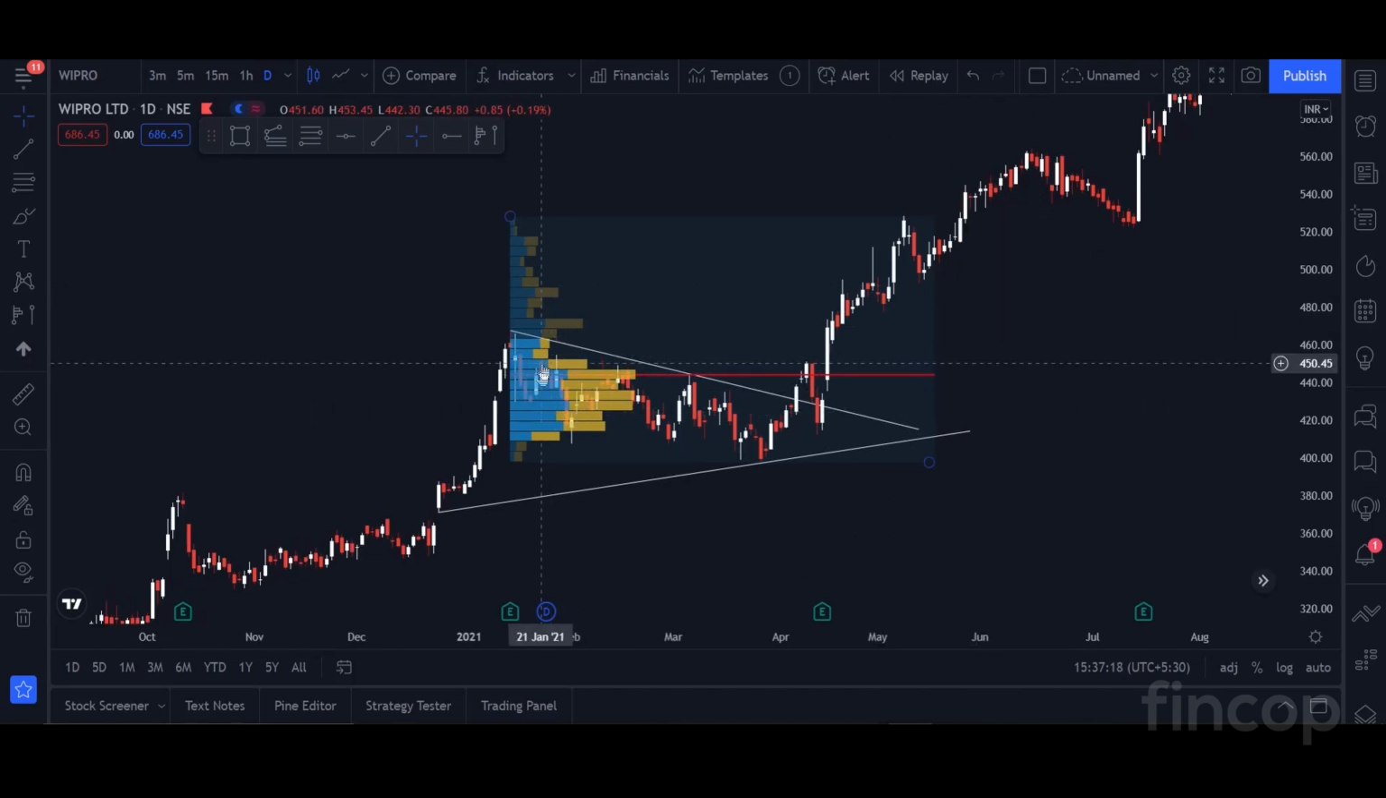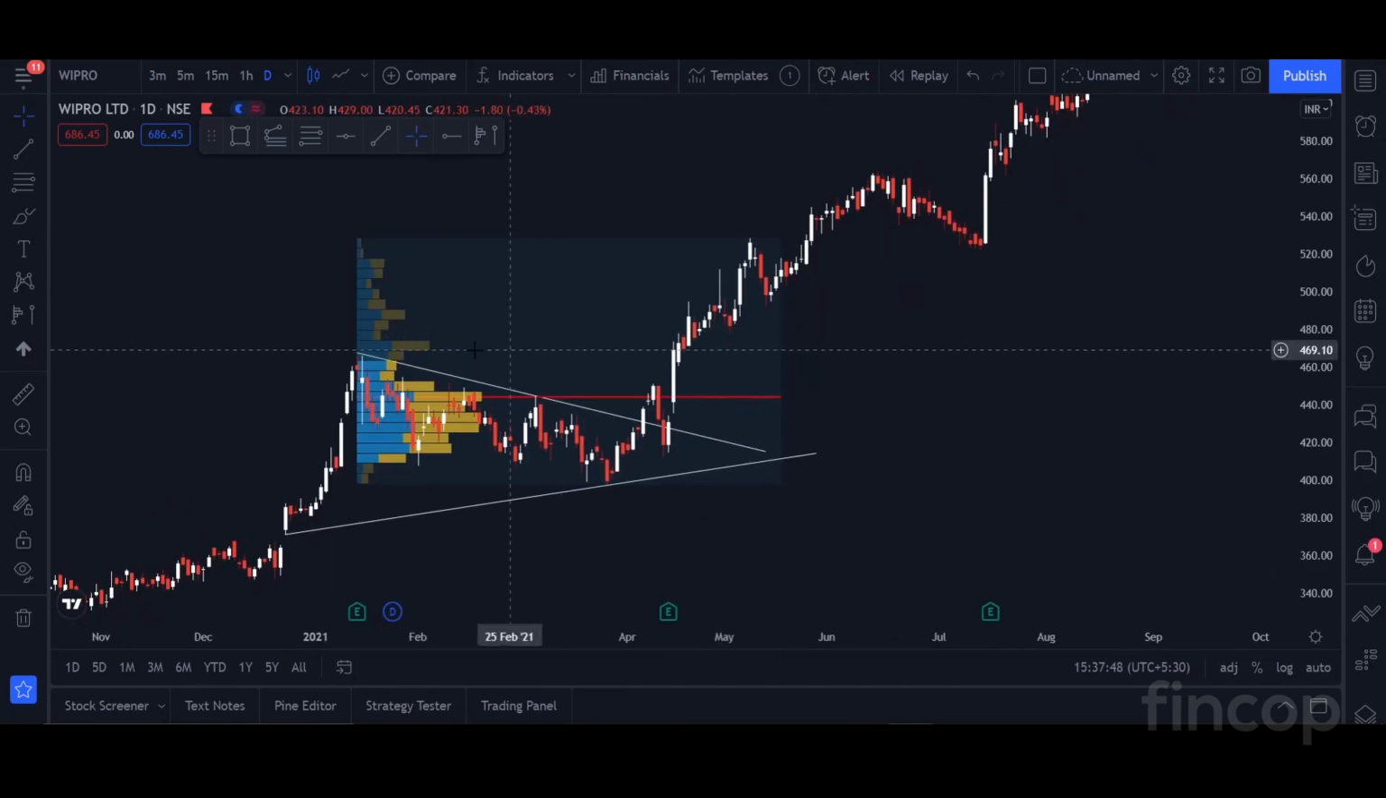So what does a volume profile mean? Volume profile means that a particular volume activity is happening at a particular price. So the red line over here is at the 444 price, which means that at this particular price the highest volume activity is happening. So for you to take a trade in this stock, that is Wipro, the stock needs to break this price and go above.